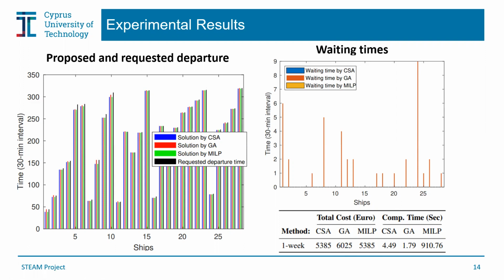As for computational time, you can see mixed integer linear programming is taking the highest computational time, which is 910 seconds. On the other hand, genetic algorithm is taking the minimum computational time, 1.79 seconds. However, our Cuckoo search algorithm is also taking very low computational time, which is 4.49 seconds, compared to mixed integer linear programming.